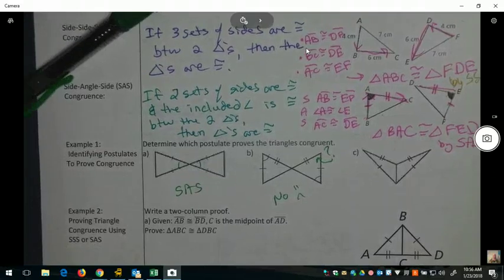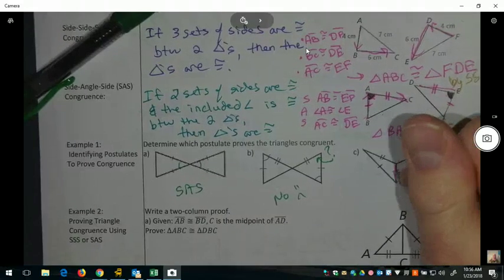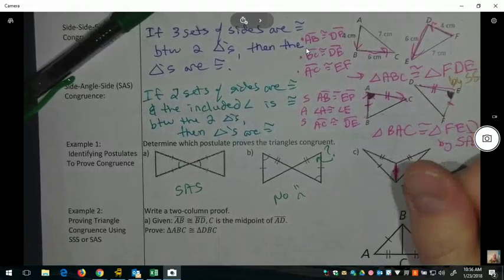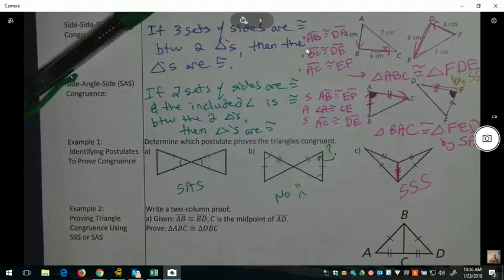Letter C, is there anything I could mark? See this C piece? That's bireflexive. And we'll talk about that when we get back from lunch, but that one's side, side, side.